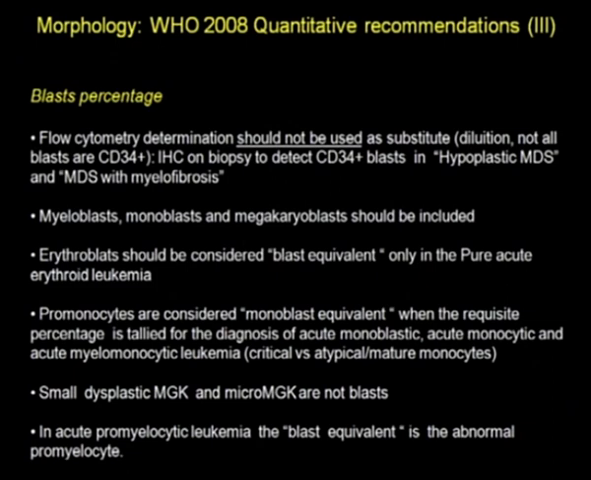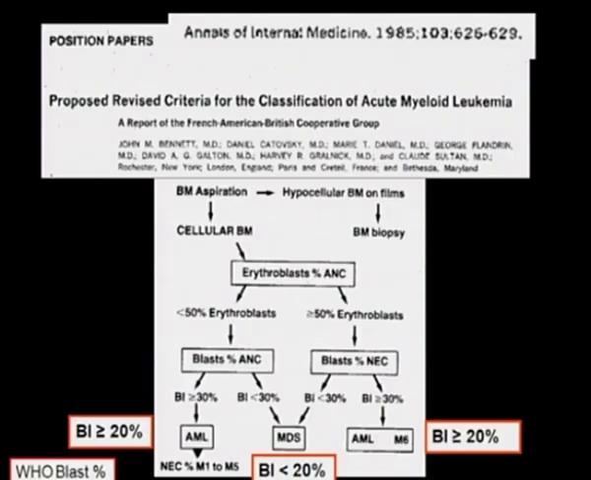And the other point that was well known but is important to underline is that small dysplastic megakaryocytes and micromegakaryocytes are not considered as blast cells, so should not be included in the myelograms. And finally, the abnormal promyelocyte with or without Auer rods is considered the blast equivalent in the context of acute promyelocytic leukemia.